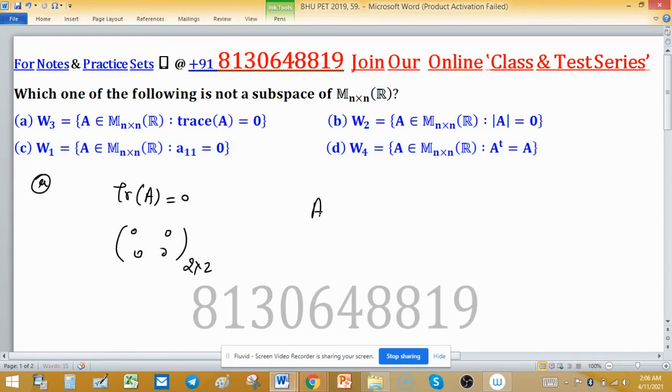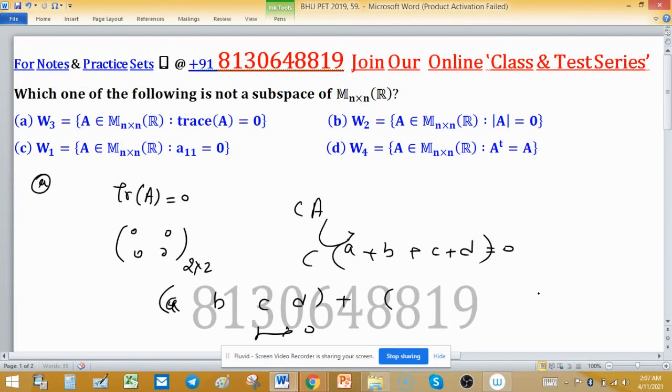Also, if A is in W3, then cA will be in W3, because the diagonal elements will increase or decrease by the same factor c. So again the trace will be 0, because if the diagonal elements of A are a, b, c, d, you can multiply these diagonal elements by c, and their sum again will be 0 because of the distributive property. If we take two elements A and B, then their sum will have diagonal sum 0. If a, b, c, d are diagonal elements, suppose four elements I have chosen, then their sum is also 0.